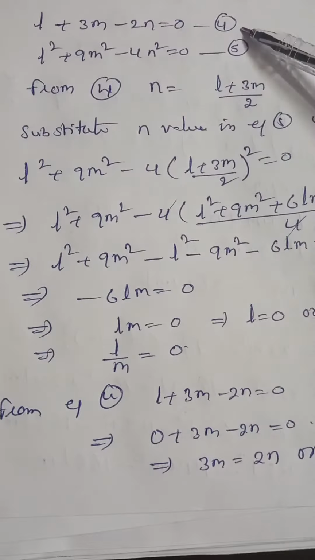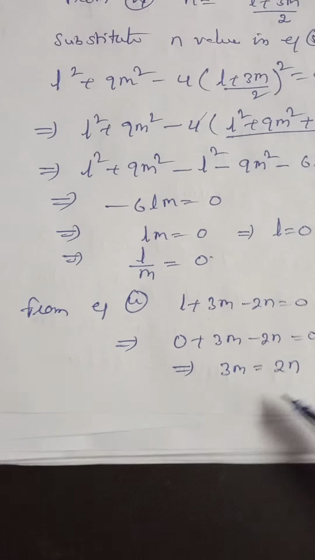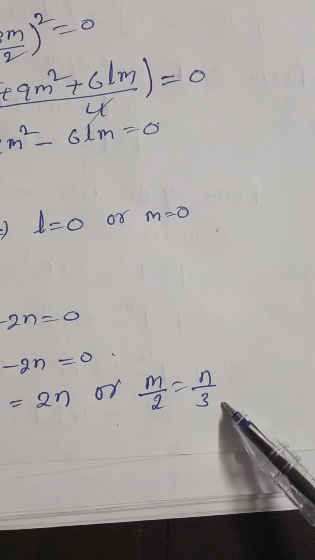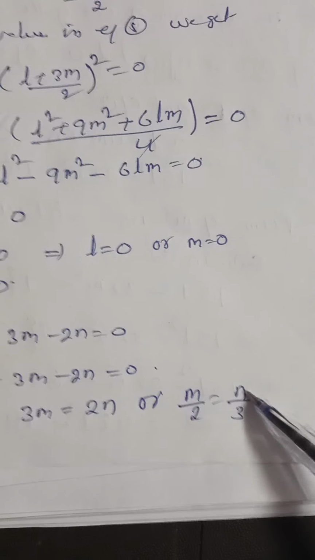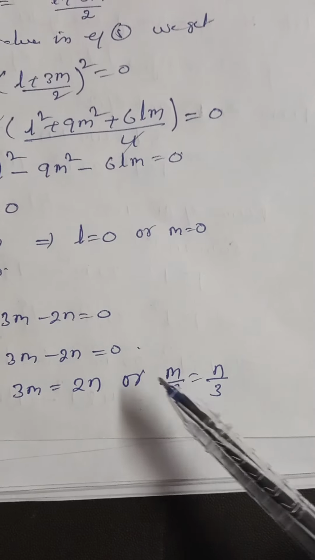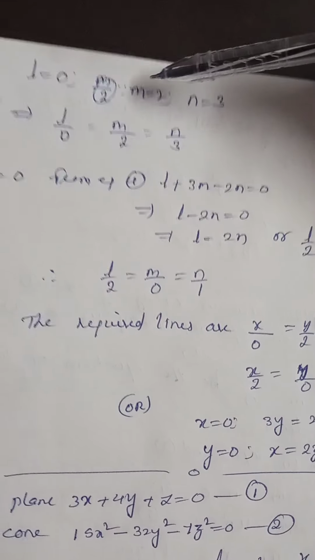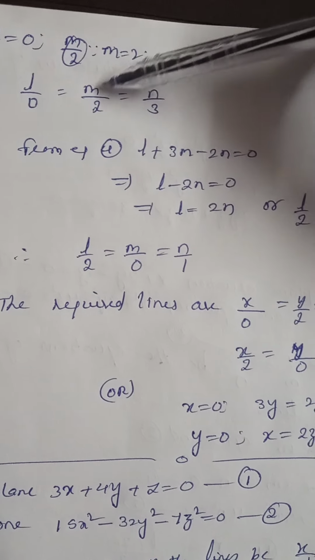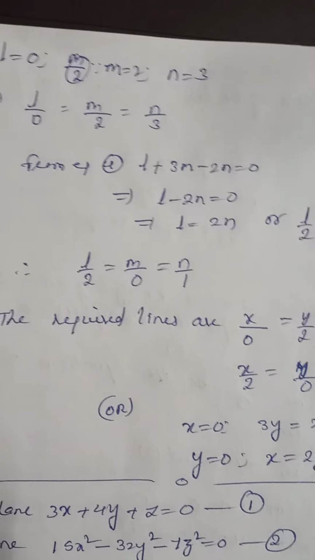Now suppose in case 1, if L is equal to 0, again from equation number 4 I am substituting those values. 3m is equal to 2n, or you can write m by 2 is equal to n by 3. Either you can write like this or like this. Just this 3 goes to n by 3, the 2 transposed to the left side gives m by 2. m by 2 is equal to n by 3. Next, the same conditions once again we are writing. The first case, if L is equal to 0, now what you got? L by 0 is equal to m by 2 is equal to n by 3.